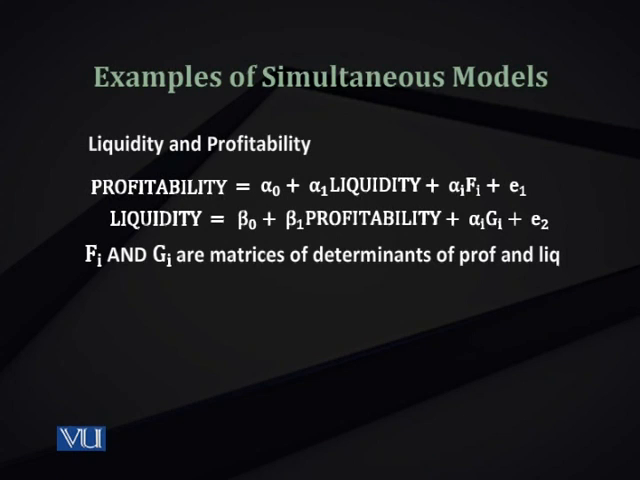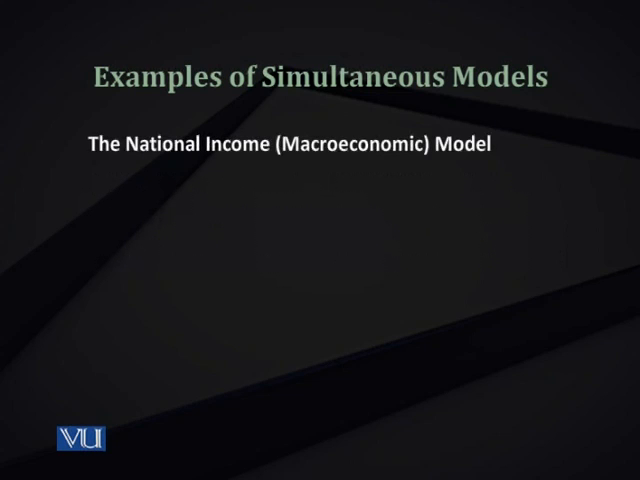So we have two equations to show the relationship of profitability and liquidity, which you are seeing on the screen, and we need to estimate them simultaneously because they are determined simultaneously. So when you use models that simultaneously determine the parameters of these two equations, then you will be able to provide consistent estimates. Now let's talk of the national income macroeconomic model.